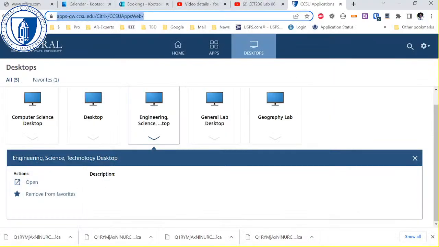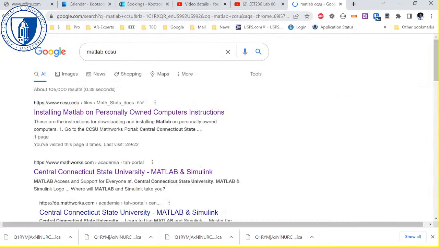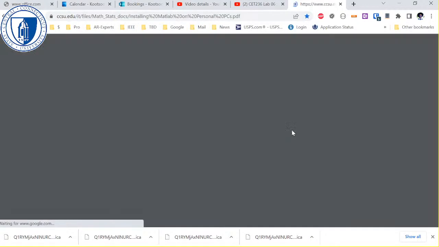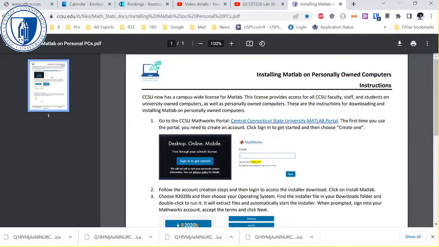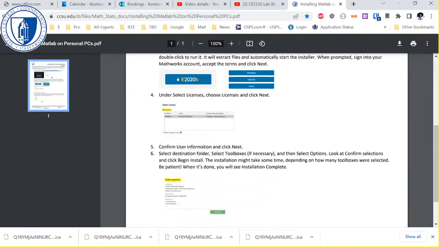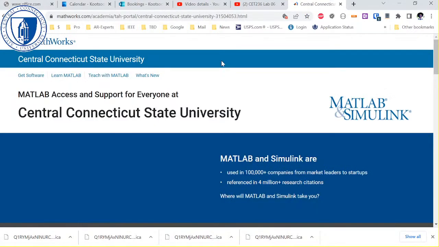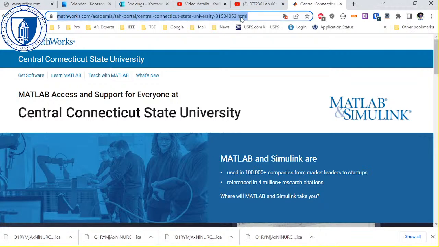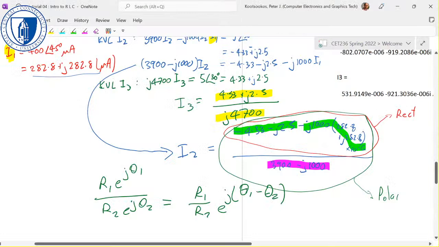so if you want to install it at home, just search for MATLAB CCSU and you should be able to get to this page, and it'll tell you how to go there. There's the MATLAB, the MathWorks CCSU page. Let me put that in here too.